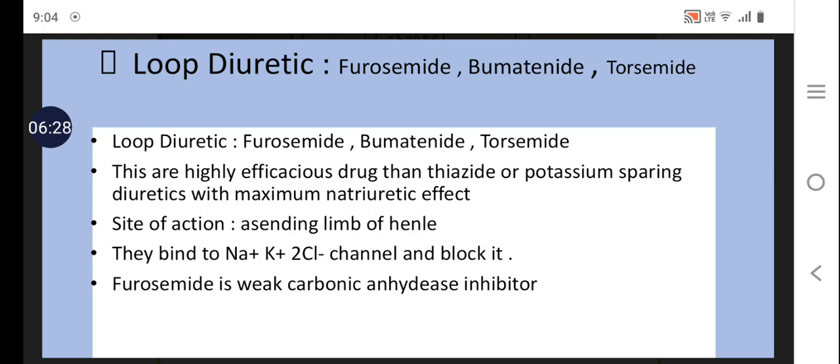First class is a loop diuretic. Loop diuretics like furosemide, bumetanide, torsemide. These drugs all come under the class of the loop diuretic, and their site of action is the ascending limb of Henle.